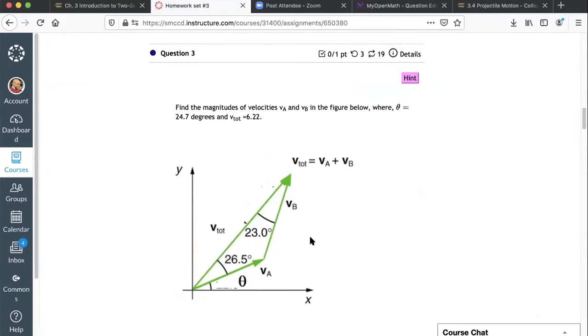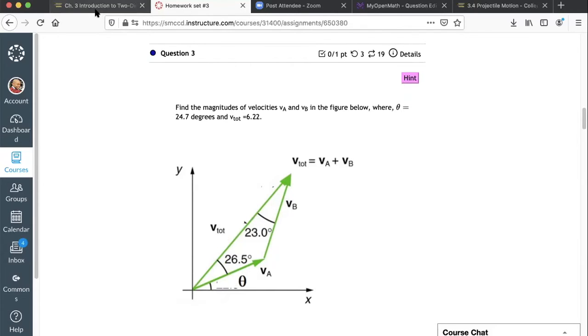Okay, and so we're talking about, we're showing how these two vectors, VA and VB, have been placed head to tail. And so when you do that with vectors, they add together and give you a resultant. And so it's clear that what you have here is V total, which is the resultant that you get when you add VA and VB.